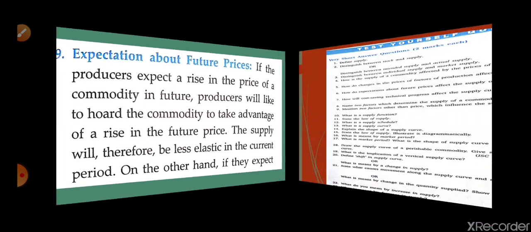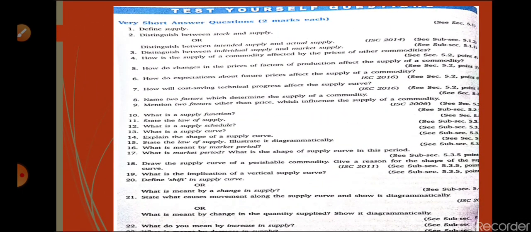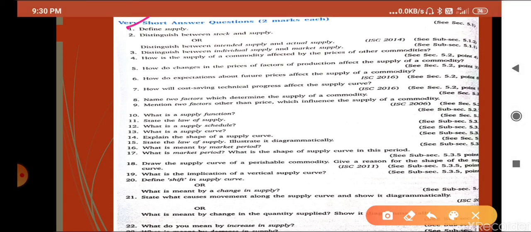Now we are going to discuss that important part, test yourself. Students, the short answers in your book are given on the first page, 23. These are very short answers, total 36. You can complete question number 1, question number 3, question number 6, 8, 9, and question number 14, 17, 20, 22, 23.